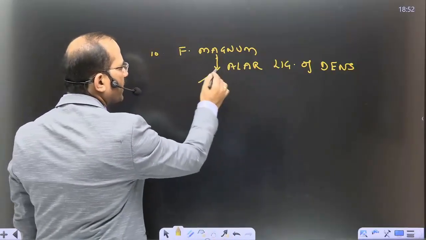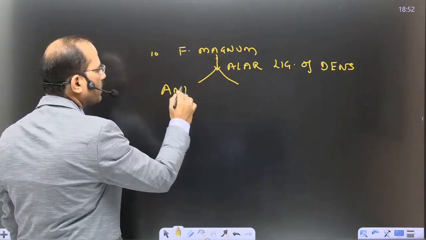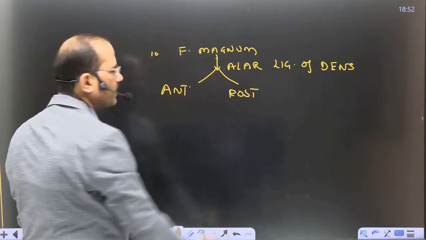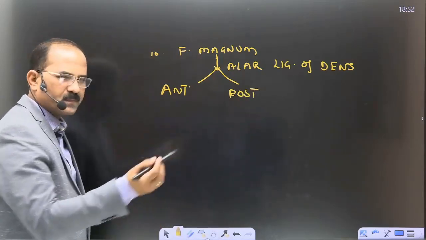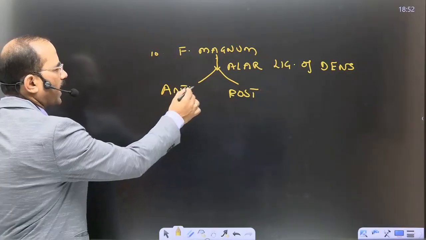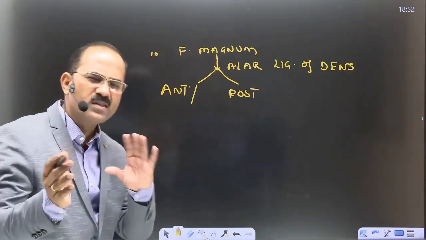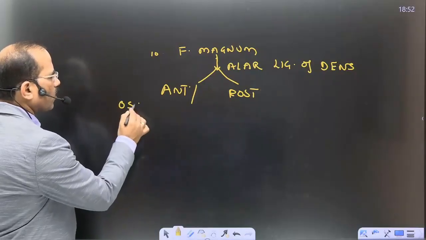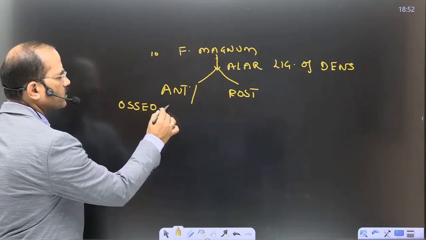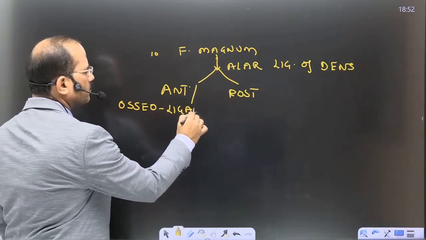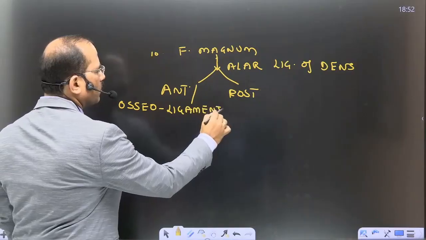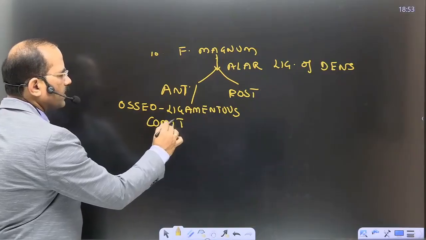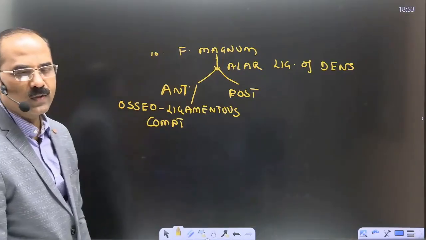So we get 2 compartments. One is the anterior compartment and the other one is the posterior compartment. What passes through the anterior compartment are the bones and the ligaments. Osseous is bones, ligamentous is ligaments. So we call this the osseo-ligamentous compartment.